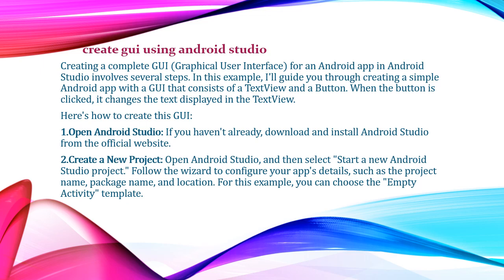And as we learned, here is how to create the GUI. Firstly, open Android Studio. If you haven't already, download and install Android Studio from the official website and create a new project. Open Android Studio and then select Start a new Android Studio project. Follow the wizard to configure your app's details such as project name, package name and location. For this example, you can choose the empty activity template.